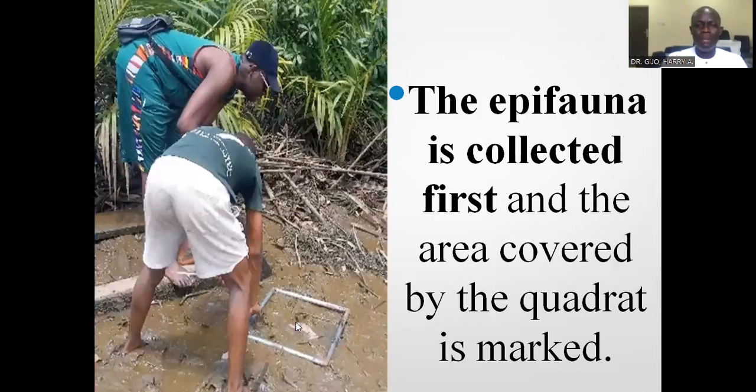In intertidal sampling, when the quadrat falls on a particular area, the epifauna is collected first. You now begin to pick the epifauna, such as periwinkles, some crabs, and some other organisms that could be found at the surface. The organisms found on the surface are the epifauna, while the ones inside the soil are the infauna. So the epifauna are first collected by hand and put into a container that has rose bengal and formalin already for preservation.